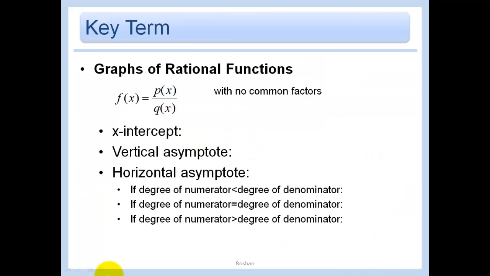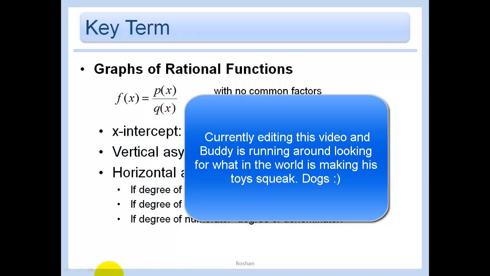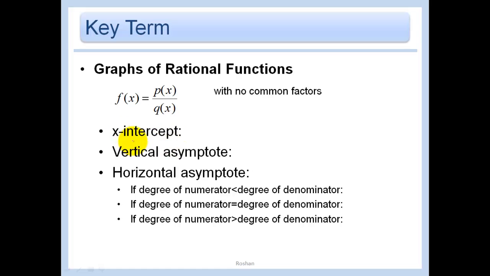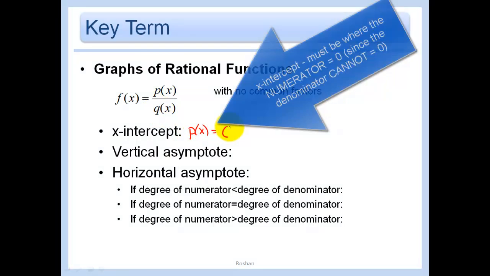Today we're going to be graphing rational functions of the form f of x equals p of x over q of x, where we have no common factors. To find what the x-intercepts are, we want to know when the fraction equals 0. The only time a fraction equals 0 is when the top equals 0, since the bottom can't equal 0. So to find the x-intercept, look for where the numerator equals 0.